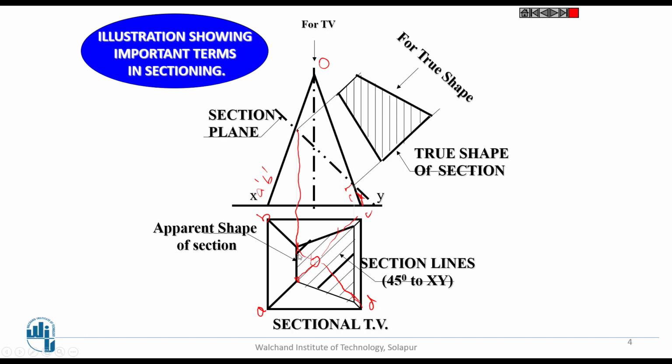Then you have to draw it here as a 45-degree line. This 45-degree line you are going to draw as hatching. You are going to call this a hatching line. You have to make it hatching. It should be at 45 degrees to any one of these edges. I have drawn this one in this way.